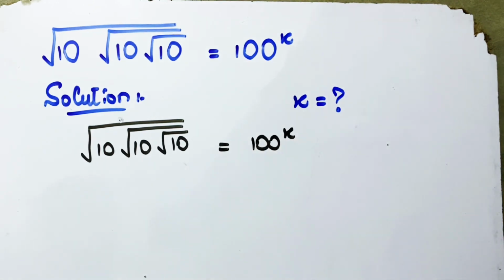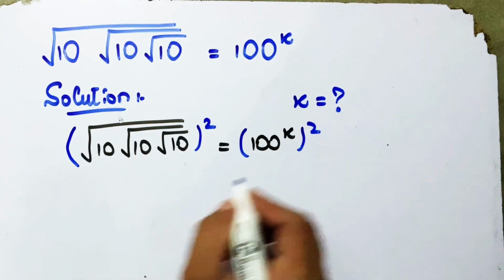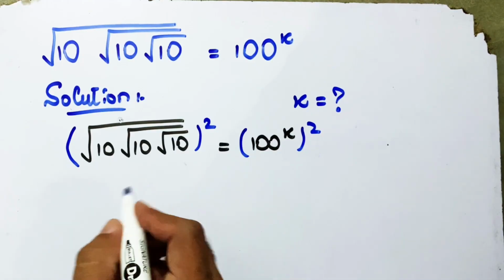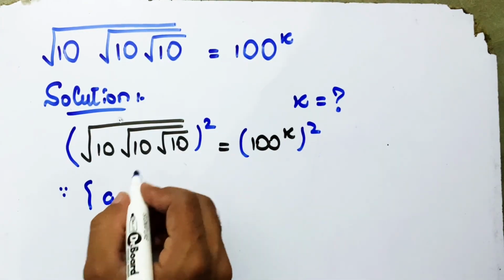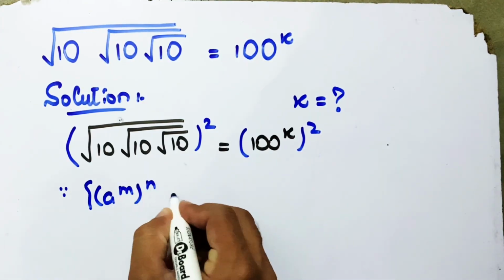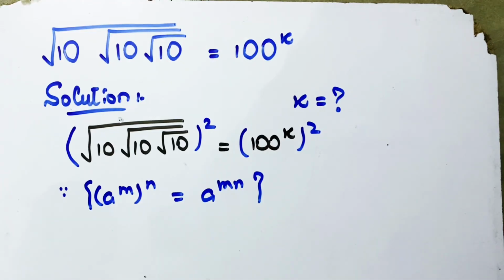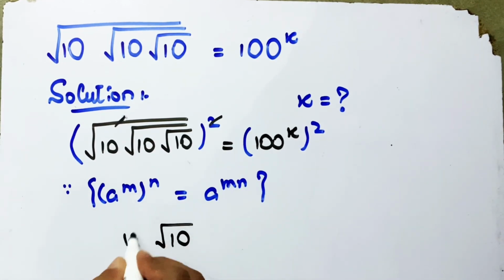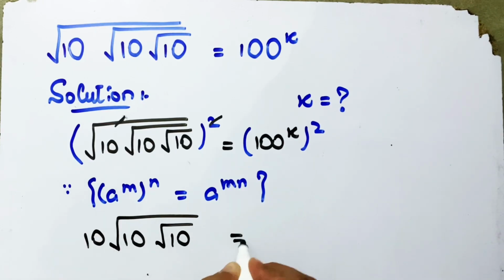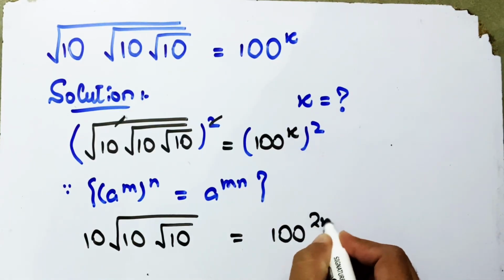To solve this equation, I am squaring both sides, using the power of a power rule. The rule is: (a to the power of m) to the power of n equals a to the power of m times n. So the square and the square root cancel, and the equation becomes 10 with two square roots equals 100 to the power of 2x.